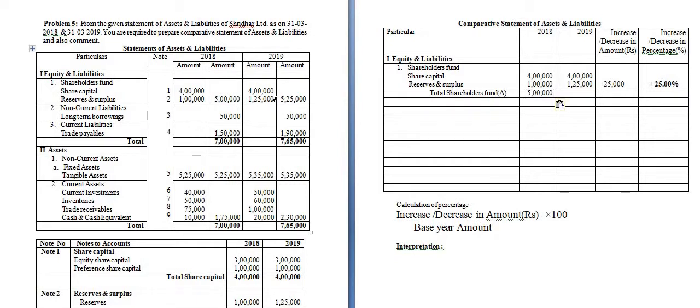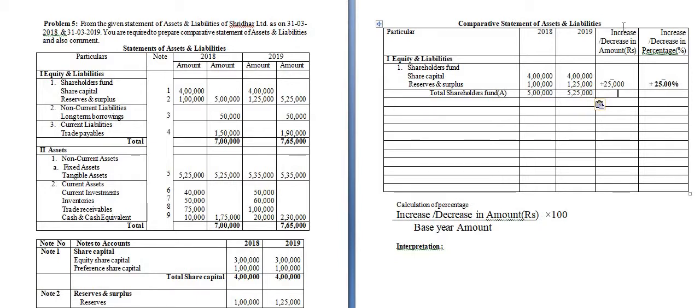And what about for 2019? It is 5,25,000. How has this 5,25,000 come? 4 lakh plus 1,25,000. So right here, 5,25,000. Now find out the change.